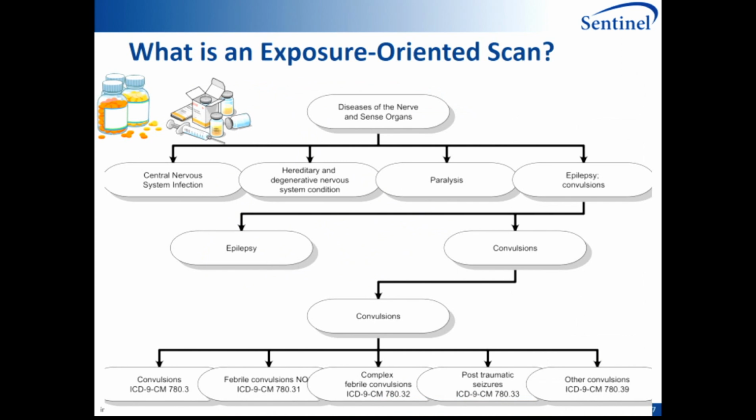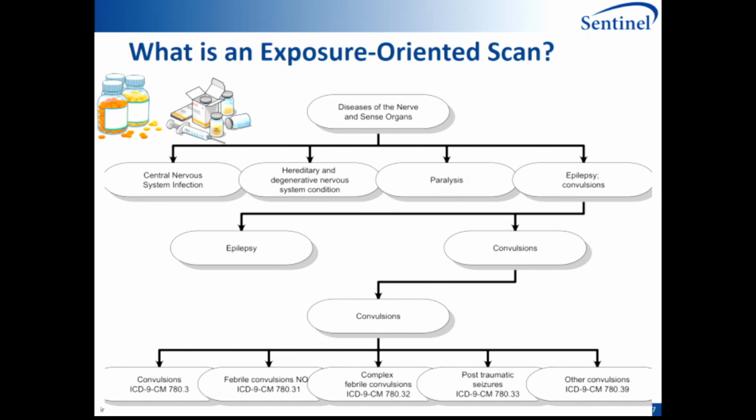And so in an exposure-oriented scan, you set the exposure of interest, and then this is looking at how these things are grouped together. So you see at the top is a very general category, diseases of the nerve and sense organs. And then when you go down to the very last level, which we would call the 5th level or the leaf level at the bottom, that's going to have the specific ICD-9 and 10 outcome codes that we're searching for in the data. And you can see that on the bottom there are 5 outcome codes. They all relate to convulsions, but they're all slightly different versions of convulsions.